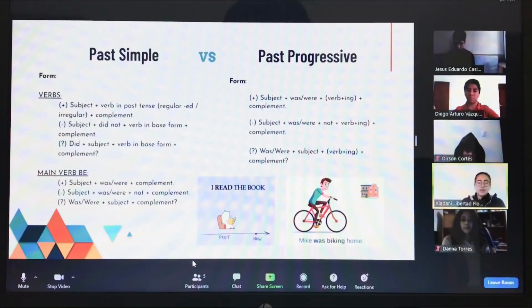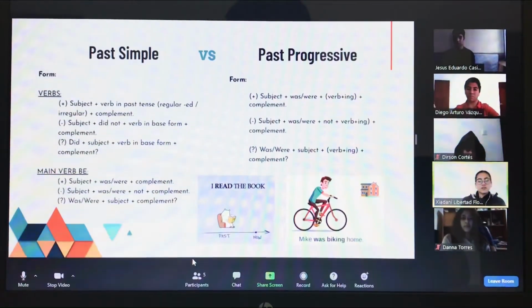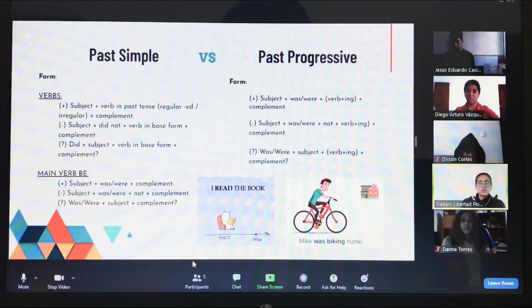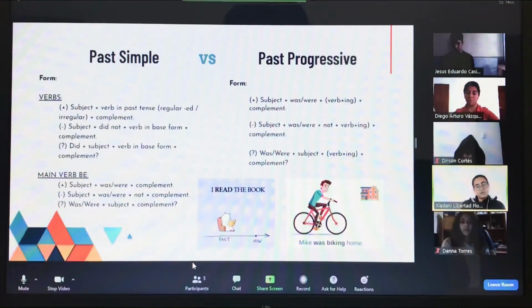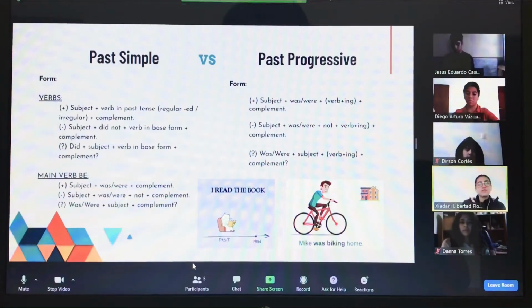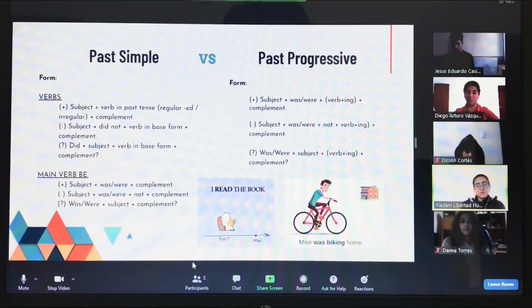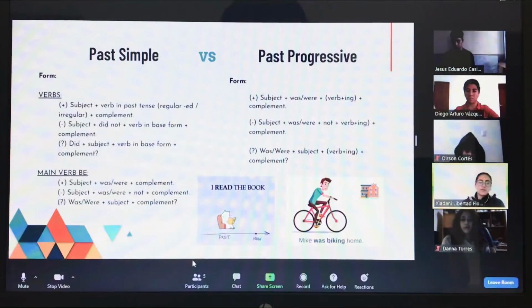Then in negative and question form, we need to add the auxiliary did. So the negative form is the subject plus did not, plus the verb in base form, plus the complement. And in question, did plus the subject, then the verb in base form, and then the complement.